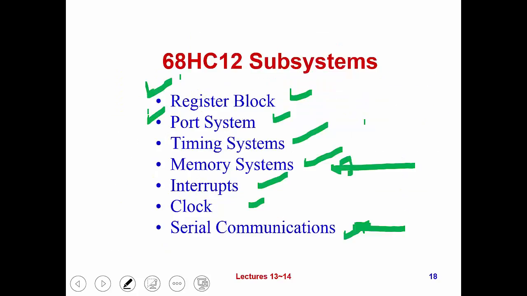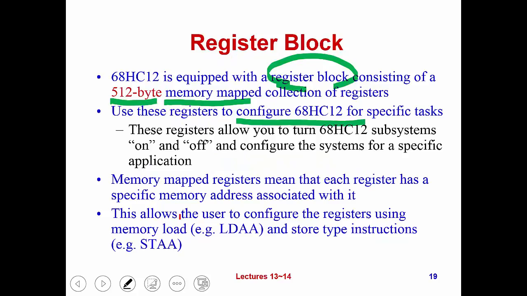Here we go, we have so many subsystems. We have timers, time clock, interrupt, serial communication. All of them can be turned on or off depending on our need. We can even change the configuration for a specific application program by changing the corresponding registers. So where are those registers? They are in this 512-byte block of registers in memory.